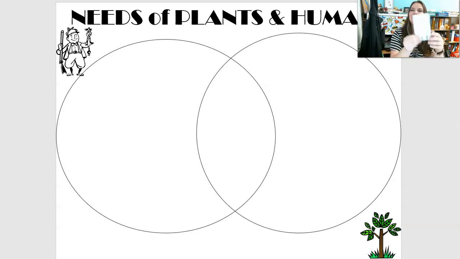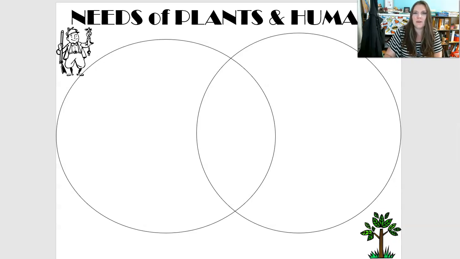You are going to need your plants journal and you're going to need to turn to page 1, which has a Venn diagram with the needs of plants and humans on it. This is something that you're going to complete in your independent learning time, or you can pause the video and complete it right away.